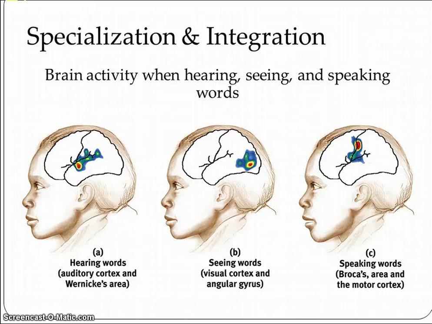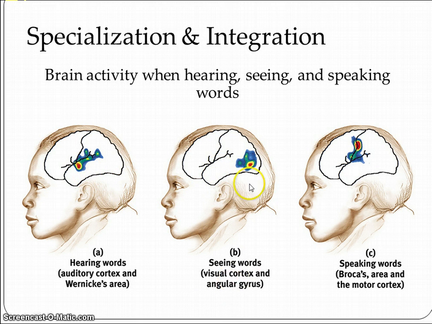When you look at the brain activity when we're hearing or seeing or speaking words, you see certain parts of the brain lighting up. This would be if someone was in an MRI or an fMRI machine. Here on the left, you have an individual hearing words. The parts of her brain that are lighting up are the auditory cortex, which is in the temporal lobe, and Wernicke's area, which is in the left temporal lobe.